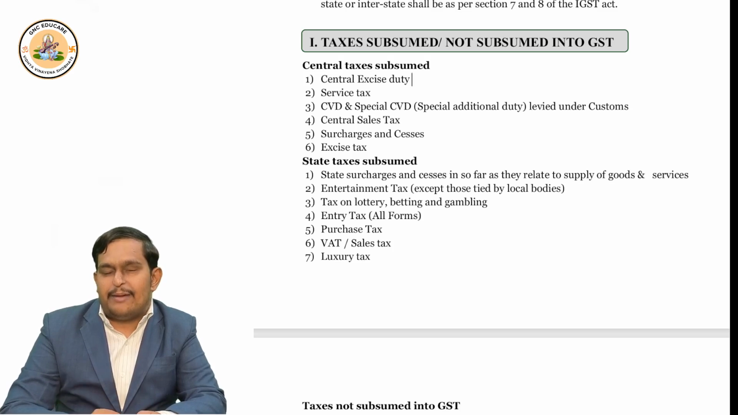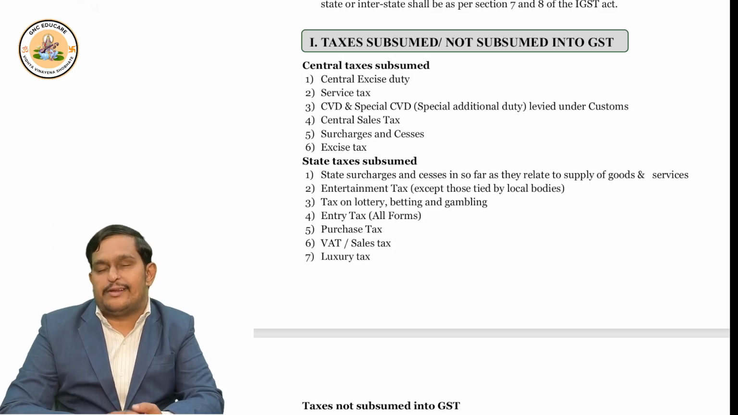Let's recap. I said value added tax, state entertainment tax, octroi, entry tax, purchase tax, tax on winnings from lottery, betting, gambling. Are you able to connect? These are all the taxes, along with the luxury tax which we discussed, which were subsumed into GST.